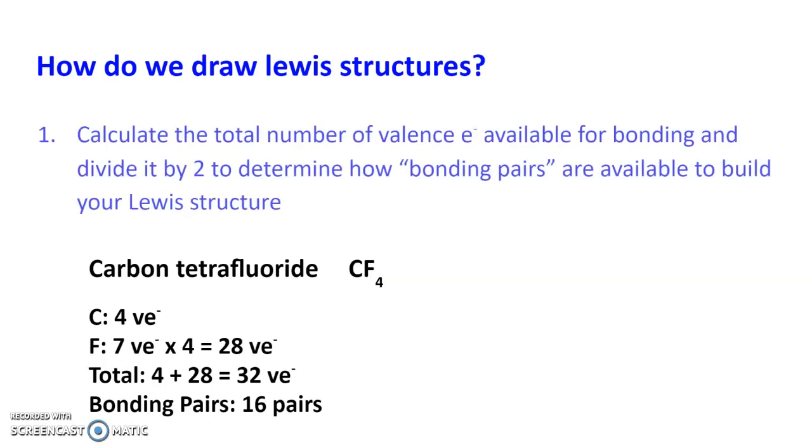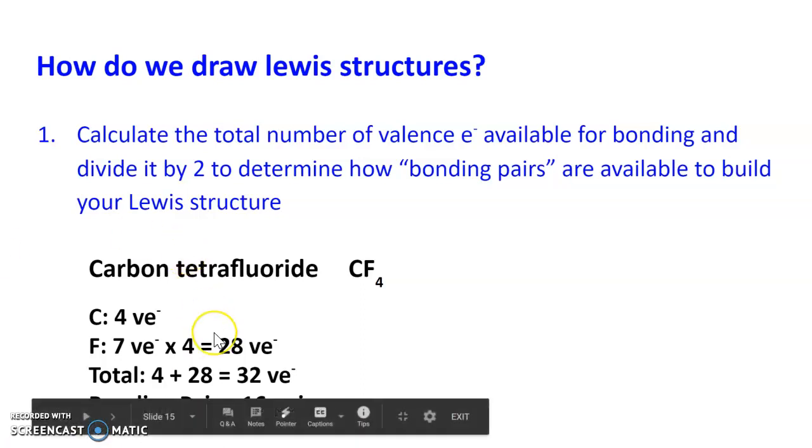So CF4. The first step is to calculate the total number of valence electrons available for bonding and divide it by 2 to determine how many bonding pairs are available to build your Lewis structure. So I look at the periodic table, and carbon is in group 4, and so it has 4 valence electrons. Fluorine's in group 7, and so each fluorine has 7 valence electrons that it can bring. So since there's 4 fluorines, we have to do 7 valence electrons times 4. So from the fluorines, we get 28 valence electrons to play with.